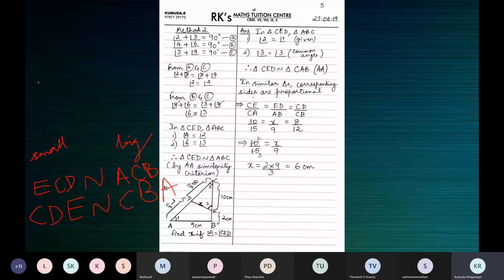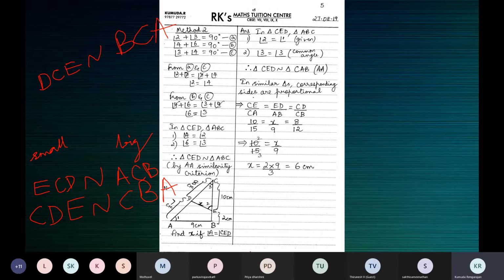Tell me one more thing, Muthuvel. Tell me a different order. DCE. DCE is similar to BCA. Very good. If you change this to DCE, it is similar to BCA. So this is what it is.